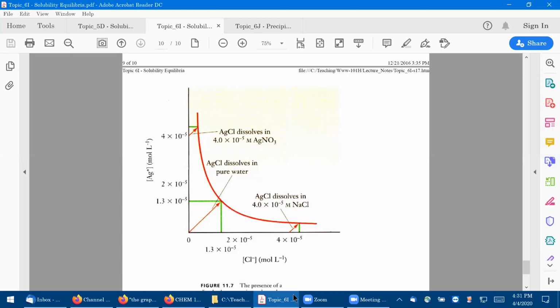The same thing is true if I start with a solution that already contains 4 times 10 to the minus 5 molar sodium chloride. Now there's some chloride present already. And so as a result, the amount of silver chloride that could dissolve, represented by this little green line here, is less. It is considerably less than the 1.3 times 10 to the minus 5 that would have happened if it were pure water. And that is another illustration of this so-called common ion effect.